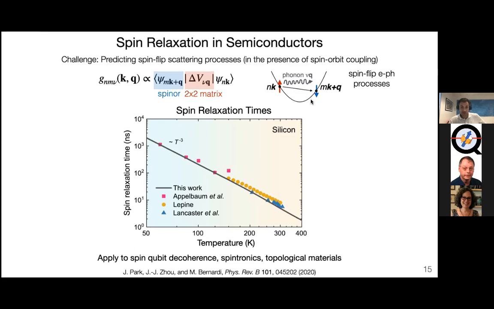In silicon and in diamond, which we also studied in this work, this is the dominant process for spin decoherence. And so in this work, we've been able to compute these spin flip matrix elements, which are 1,000,000 times weaker than the normal spin conserving matrix elements. So the energy scale is order nano electron volts. But we can still compute them accurately.